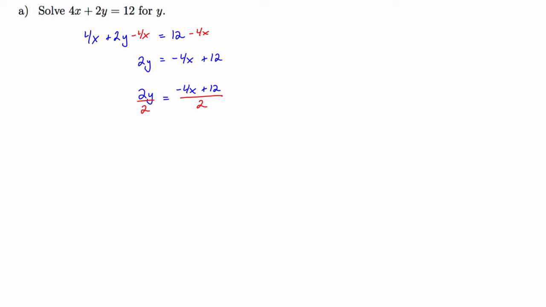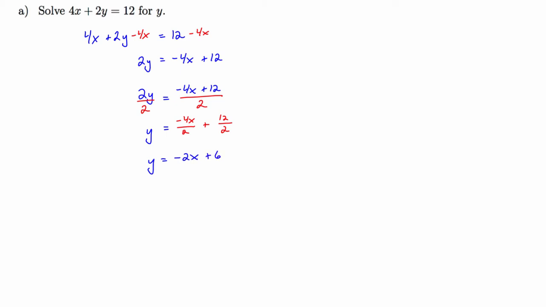On the left side of the equation, 2y divided by 2 gives us y. To carry out the division on the right-hand side, the negative 4x plus 12 all divided by 2, we recognize what we need to do is to divide each of those two terms individually by 2. So we're really going to have negative 4x divided by 2 plus 12 divided by 2. So our final answer for this equation in slope-intercept form is y equals negative 2x plus 6.